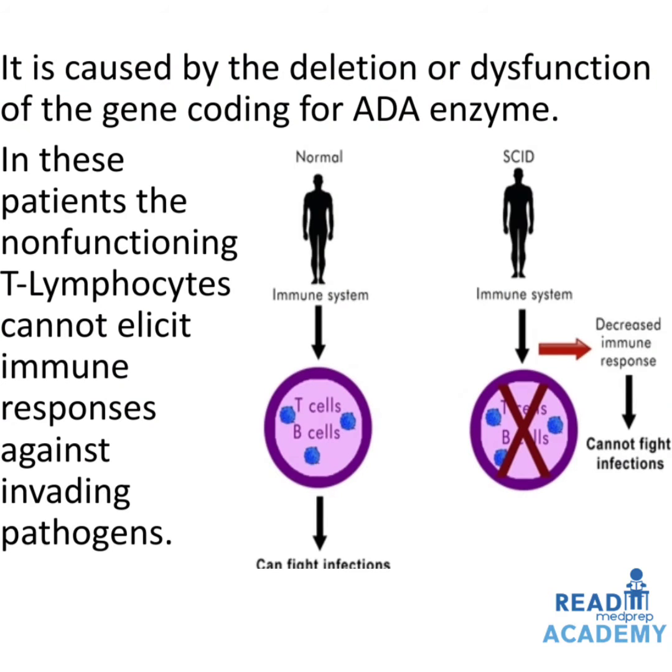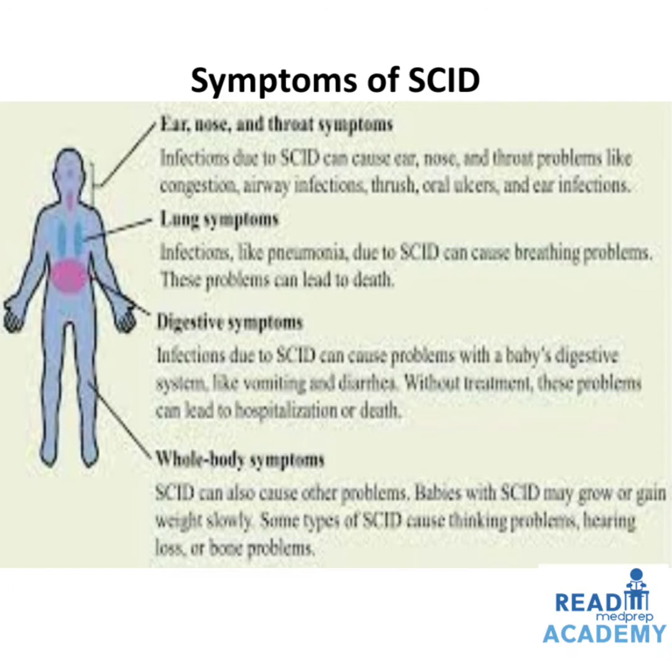It is caused by the deletion or dysfunction of the gene coding for the ADA enzyme. In these patients, the non-functioning T lymphocytes cannot elicit an immune response against the invading pathogens. In the image, you can see on the left side a normal individual with a normal immune response, having the T cells and B cells functional and able to fight against infections. Whereas on the right side, you can see a SCID patient who has a deranged immune system, and the T cells and B cells are not functioning properly, so there is a decreased immune response and it cannot fight against infection.